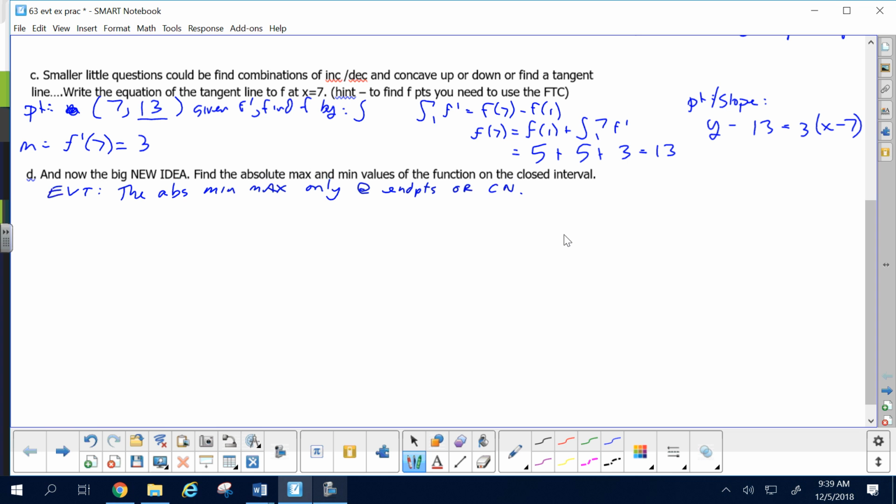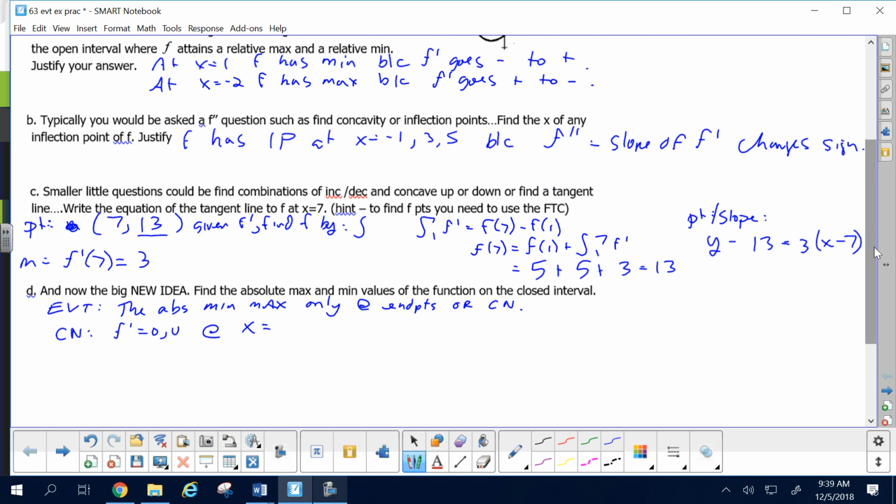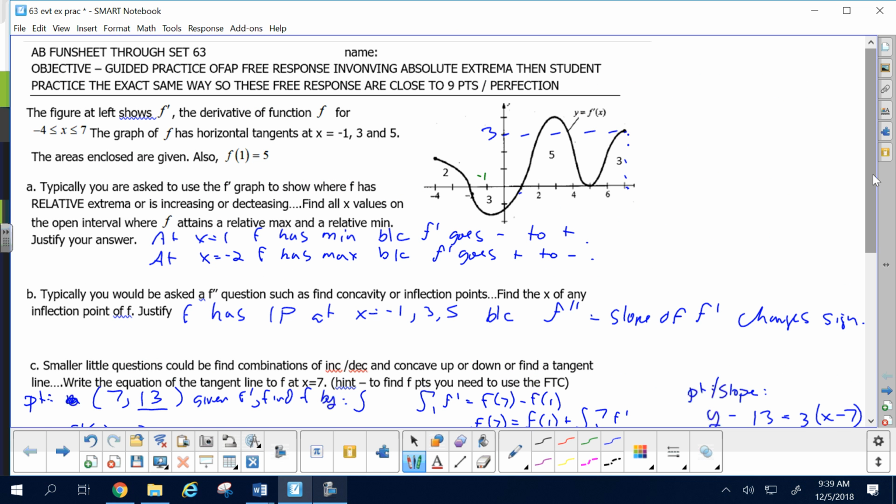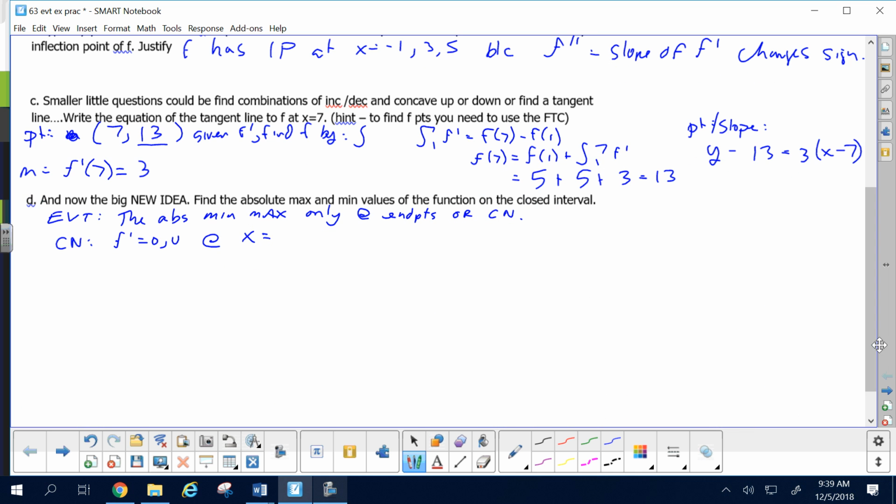Now, you then have the critical numbers. Even in a problem like this where it's pretty obvious to you, you need to say the critical numbers are where the derivative is 0 or undefined, and report those. Where's the derivative 0 or undefined? Here's the derivative, so I just need to find the x-intercepts, right? Negative 2, 1, and 5. So your critical numbers are negative 2, 1, and 5, along with the endpoints, negative 4 and 7. Those are the only possible places the absolute minimum and maximum could occur.